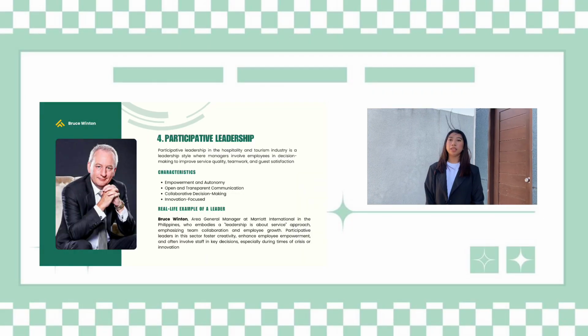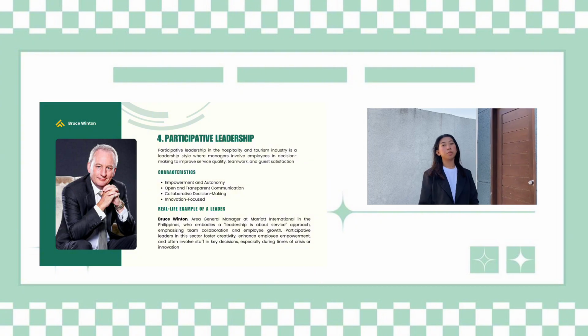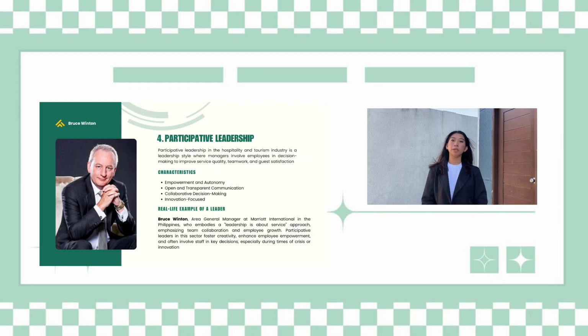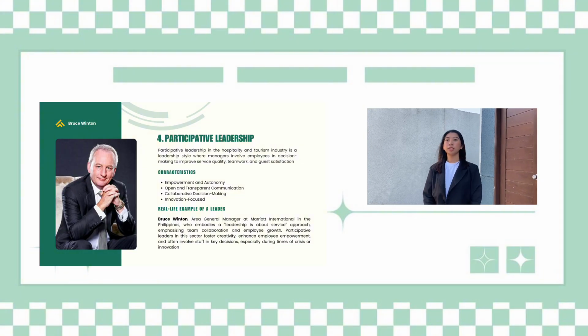So next is participative leadership. Participative leadership in hospitality means managers involve employees in decision making to improve service, teamwork, and guest satisfaction. Its key characteristics include empowerment, where employees are given responsibility, open communication, where staff can share ideas, collaborative decision making, and information flow. The next example of a real-life leader is Bruce Lincoln. He involves his team in decisions and encourages collaboration.